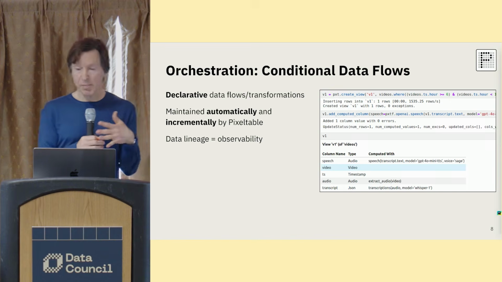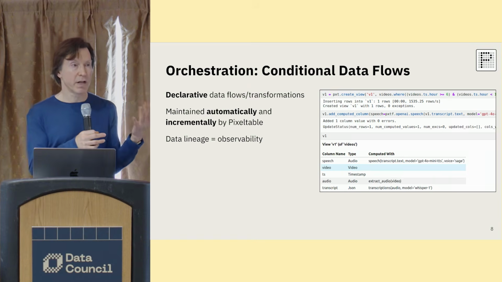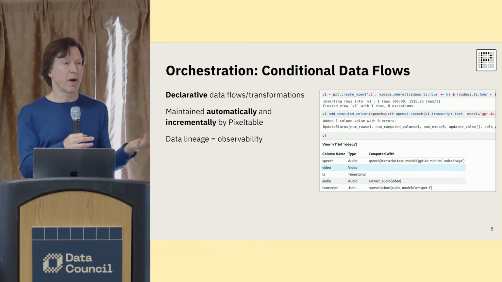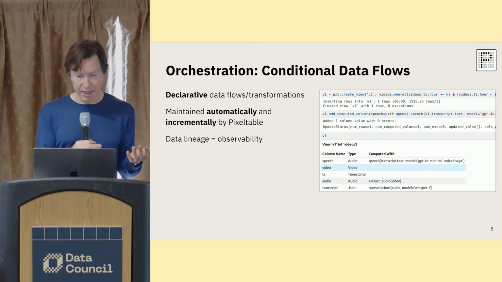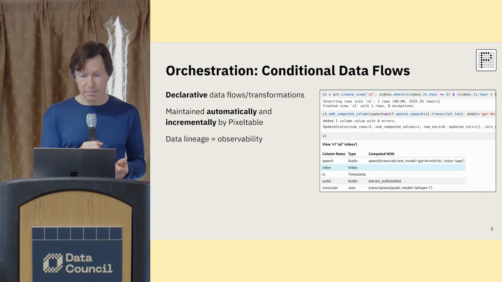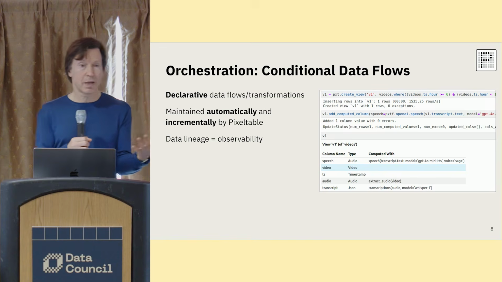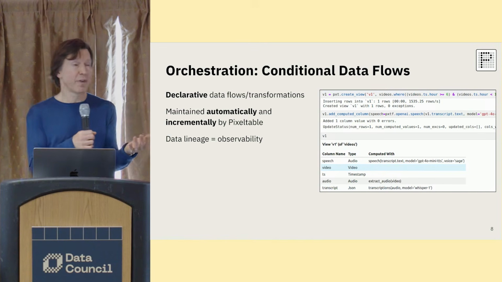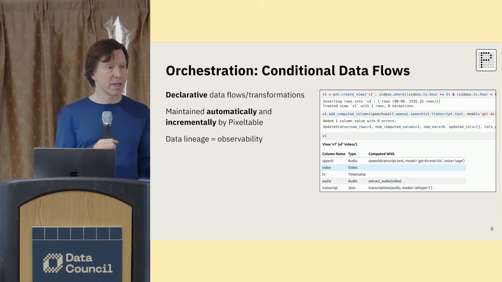So you can have as many views as you want, and you can have views on top of views, and so you can define fairly complicated processing pipelines that are all maintained automatically and incrementally. And this is advantageous from a convenience perspective, right? You don't have to figure out what you need to rerun. It's also interesting from an observability perspective.